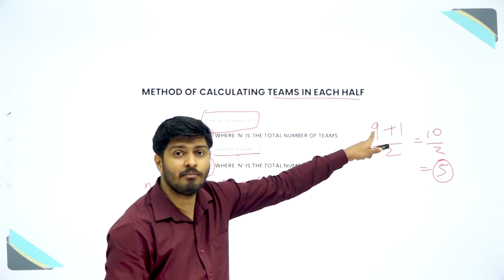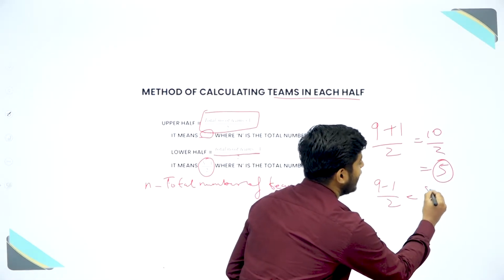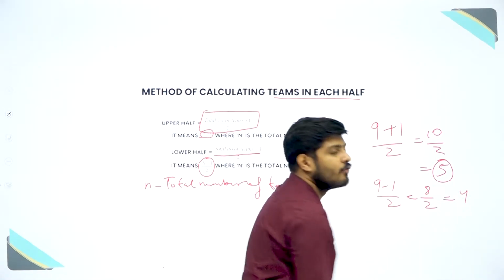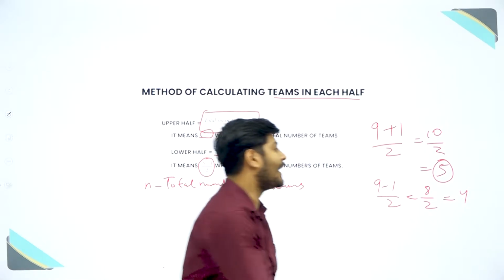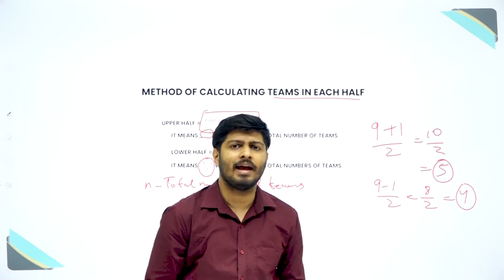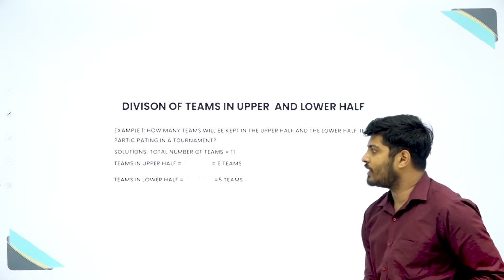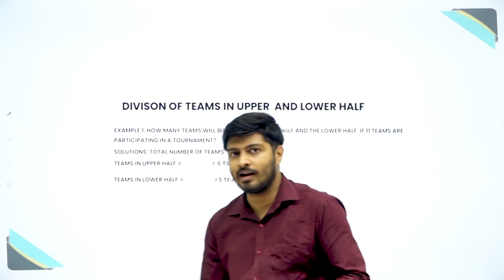So the total number of teams was 9, right? So 9 minus 1 divided by 2, 8 divided by 2, you will get 4. So the total number of teams that will be in the lower half is 4. Now let's take another example and try to understand it.